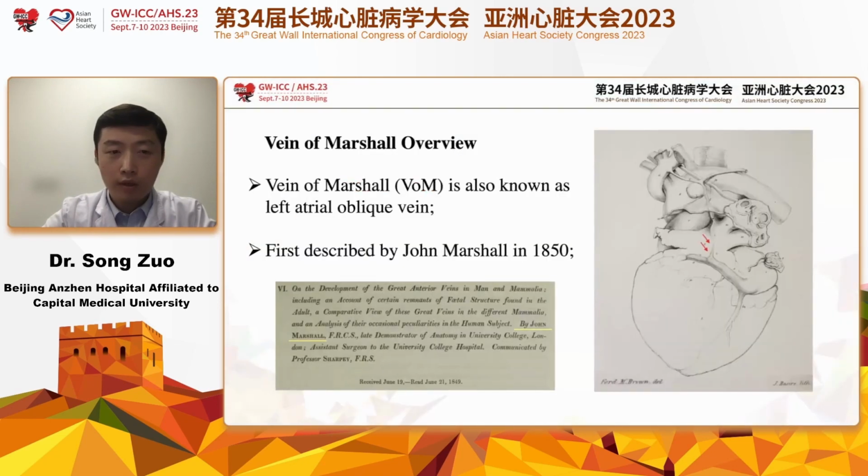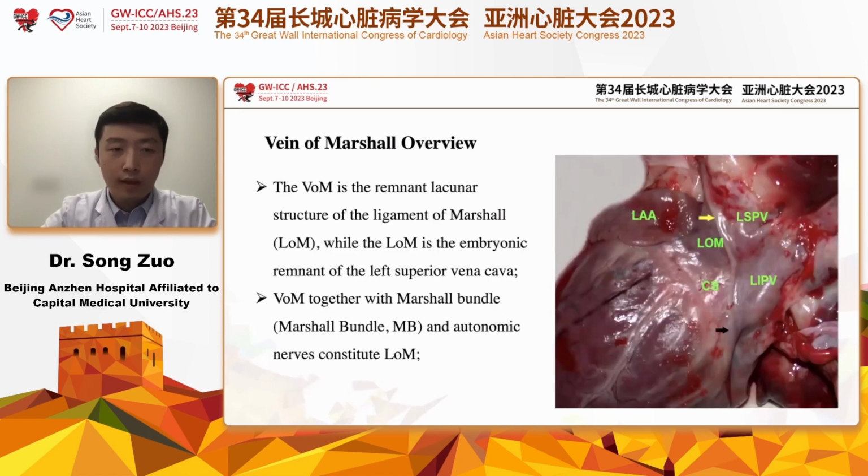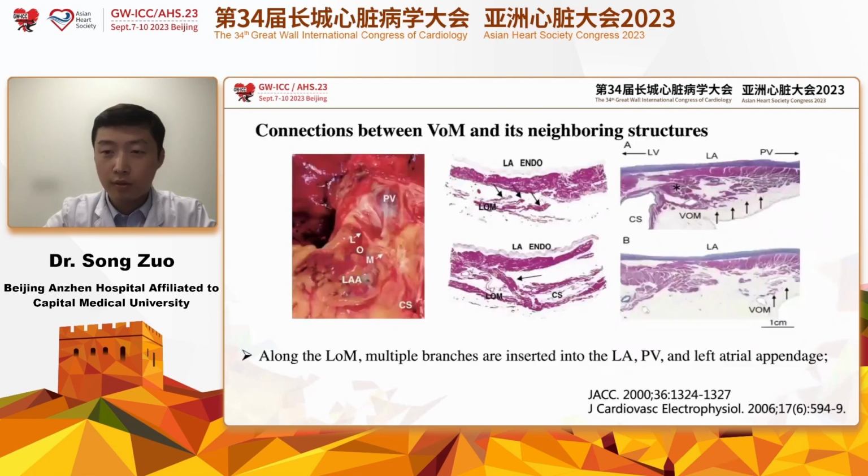As we know, the vein of Marshall is also known as the left atrial oblique vein, and it was first described by John Marshall in 1850. Look at the right picture. The right arrow indicates the vein of Marshall for the first time. The vein of Marshall is the remnant lacunar structure of the ligament of Marshall, where the ligament of Marshall is the embryonic remnant of the left superior vena cava. And the vein of Marshall together with the Marshall bundle and the autonomic nerves constitute the ligament of Marshall.